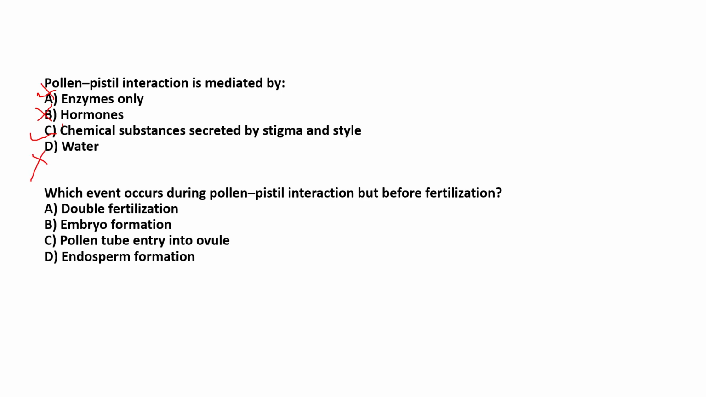So as we just discussed, the pollen and the stigma release chemicals and are chemotropic. Chemo means what? Chemical based. So that means the option is the third one.